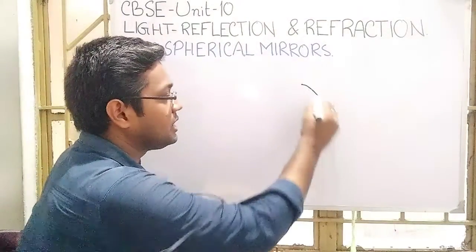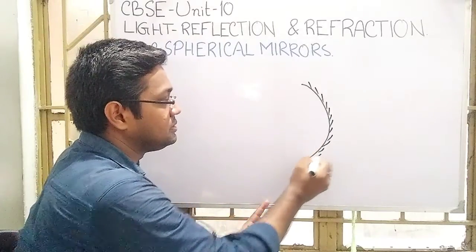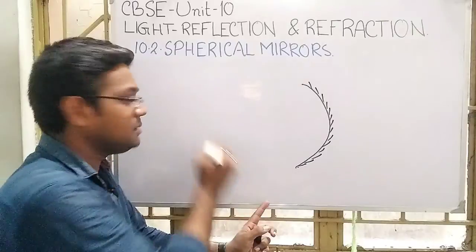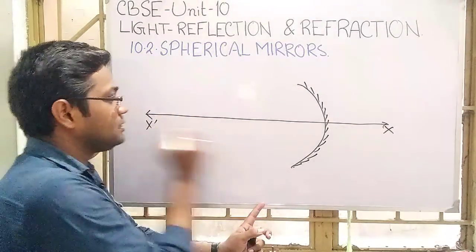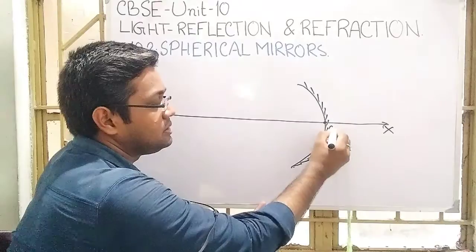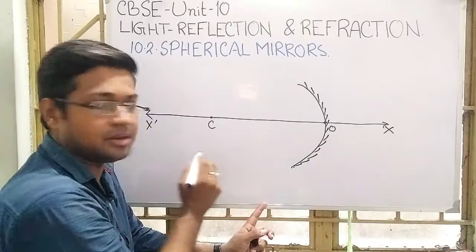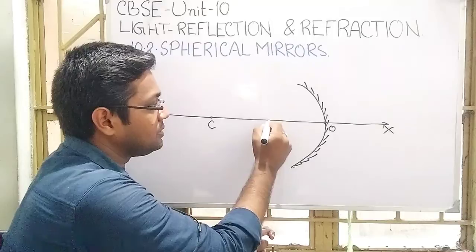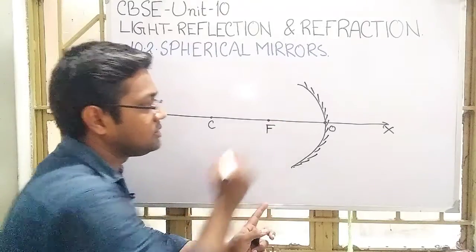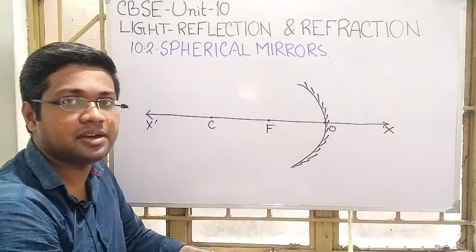So it is a concave mirror. All of you know that it is a concave mirror. It is the principal axis. This is the pole of the mirror. This is the center of curvature of the mirror. In between the center of curvature and the pole, we can say it is the focus of the mirror. Now we can place the object at different sections.